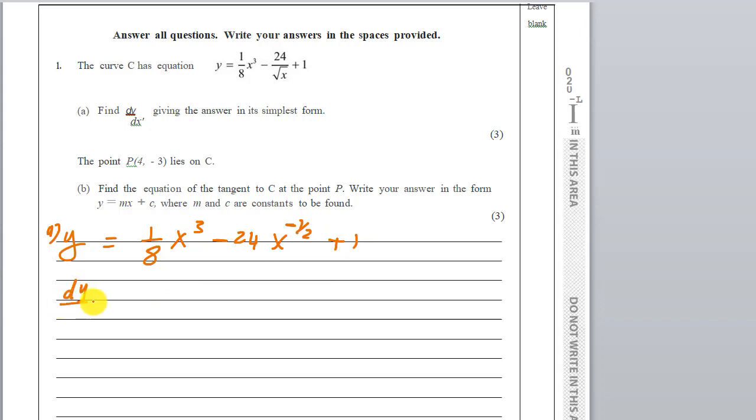So dy by dx equals 1 over 8 multiplied by this 3 will come here, multiplied by x power 3 minus 1, minus 24 multiplied by again minus half, multiplied by x power minus half minus 1, plus 0.